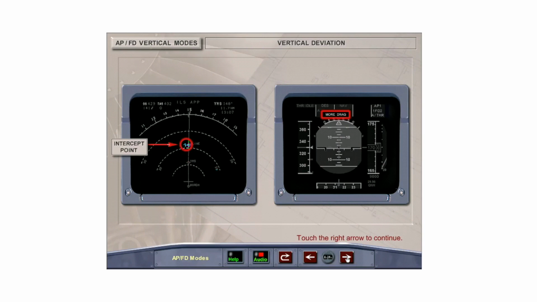If the aircraft becomes too high on the profile, select a speed higher than the upper limit if possible in an attempt to regain the profile. If the intercept symbol reaches the next level off constraint, the message "More drag" is displayed on the PFD. Select 1/2 speed brakes in order to satisfy the constraint.